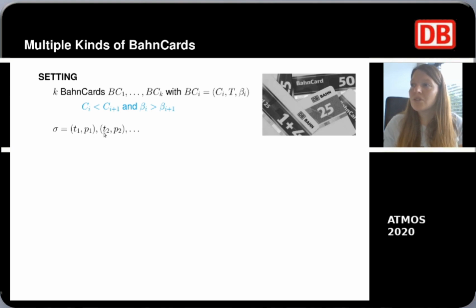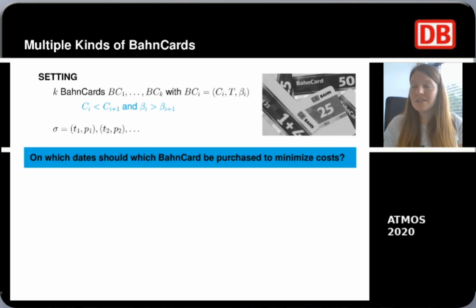And of course, what is unaffected by these multiple purchase options is the journey stream. It just looks like it looked before, but now our question gets a bit more complicated. So we do not only ask on which dates BahnCards should be purchased, but also which BahnCards should be purchased on these dates. And this obviously makes our problem more complicated, as we now have more options to consider.